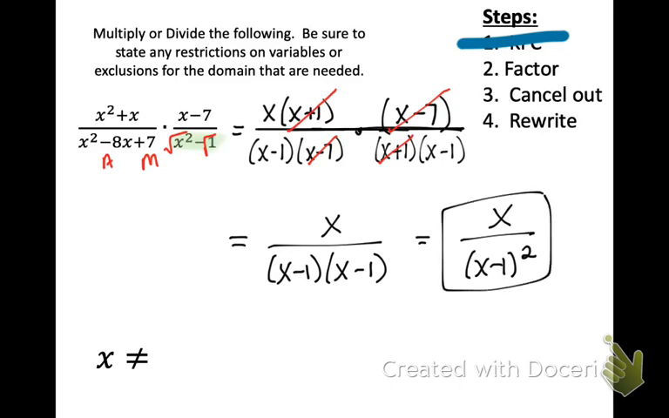For my restricted values, I'm going to look at all 4 of these x's in my denominator. The first one, x minus 1, x can't be 1 or else that would be 0. The second one is x minus 7, so x can't be 7. The third one is x plus 1, so x can't be a negative 1. And then we have a repeated one, x minus 1. We don't need to write that twice.